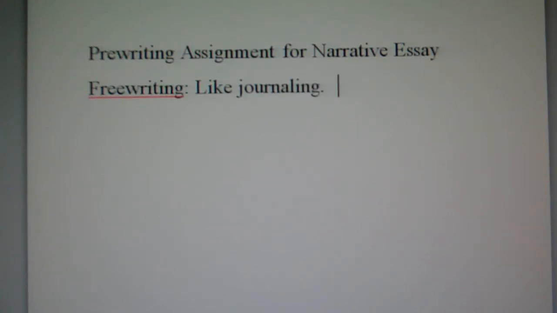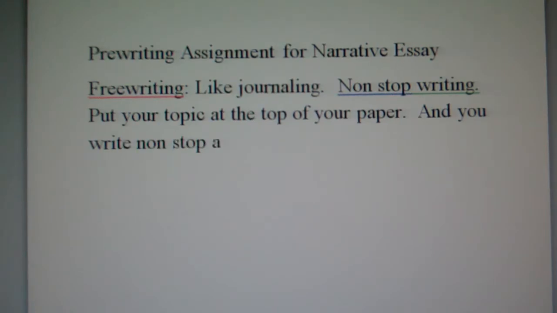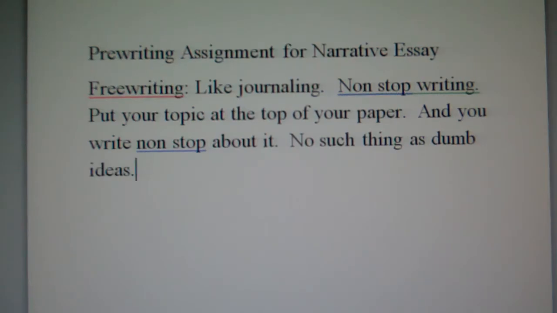And what you do is it's non-stop writing. So you put your topic at the top of your paper, and you write non-stop about it. No such thing as dumb ideas. If you are used to having that inner critic in your head, and I know for myself I have this inner critic that says that's a bad idea, don't do that. You need to silence that critic, because again, you're just getting ideas at this point.